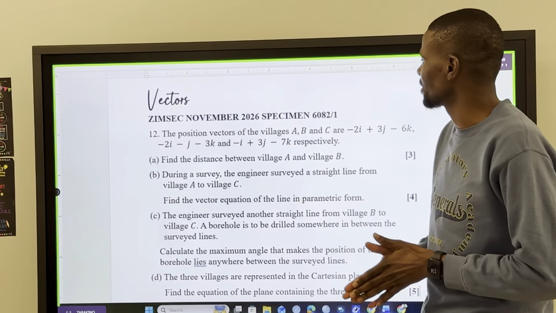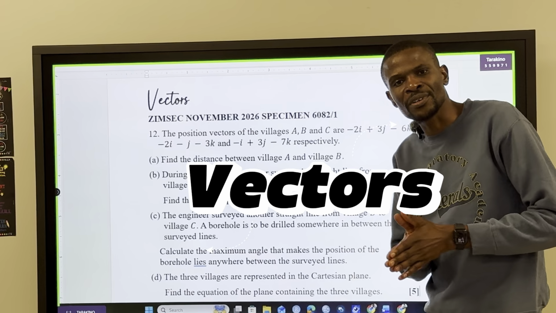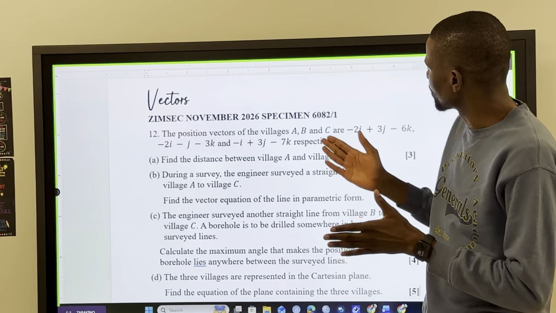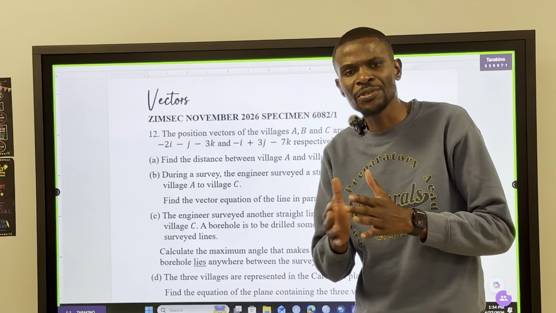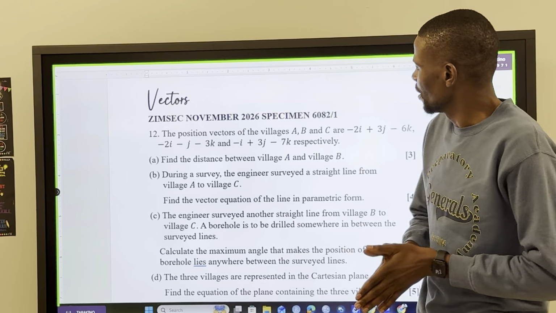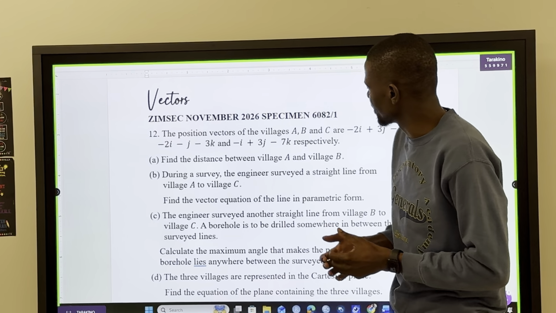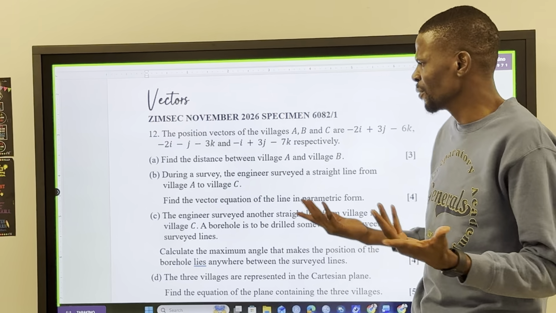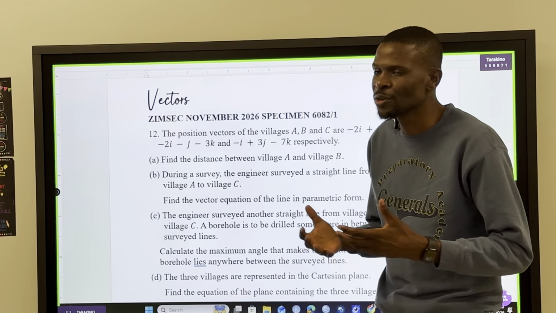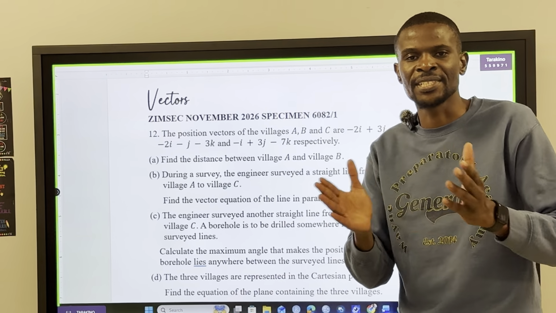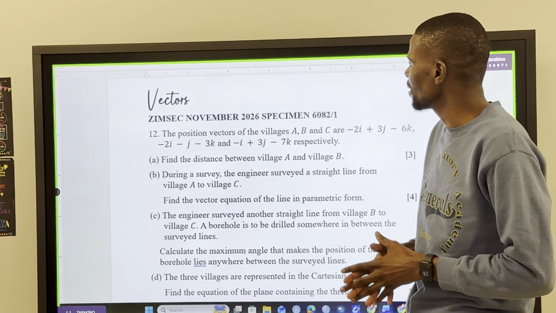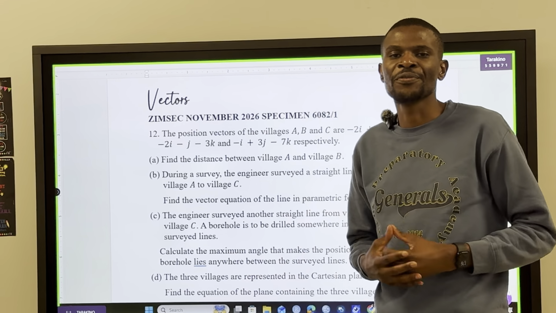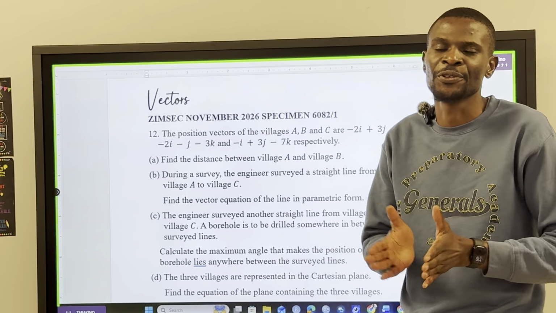So this section presents the ZIMSEC November 2026 released specimen questions aligned with the new syllabus 6082. But even those taking the 6042 syllabus could still attempt these questions. They were just designed to help us understand the structure of the examination, content, as well as help us improve our readiness for the exam.